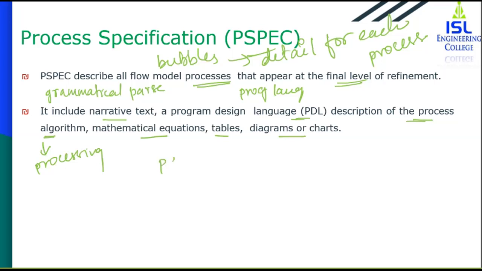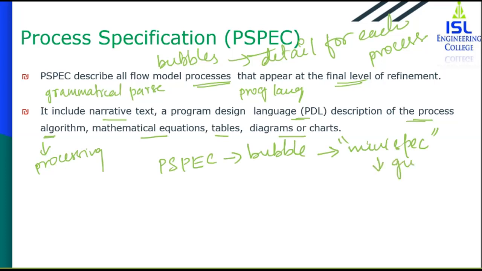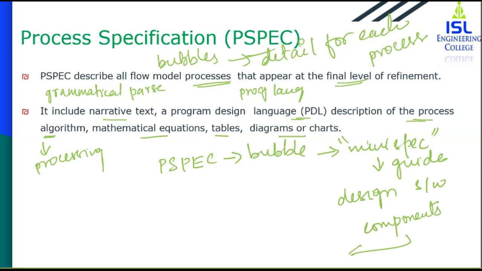Now, when you make use of process specifications for each bubble that you have refined within this flow model, this is going to make a list of mini specifications. This mini specification is a list of activities that need to be embedded within the software. These mini specifications act as a guide for designing the software components, and these components are in turn going to implement the process.